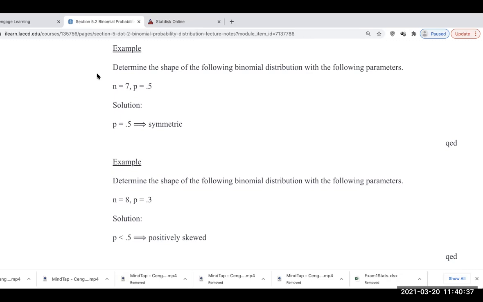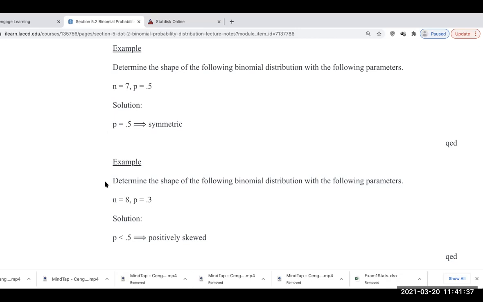So let's just look at the shape of a binomial distribution, and see how it changes as we change P, and actually also how it'll change as we change N. So, determine the shape of the following binomial distribution with the following parameters. N equals 7, P equals 0.5. Since P equals 0.5, then my distribution is symmetric.